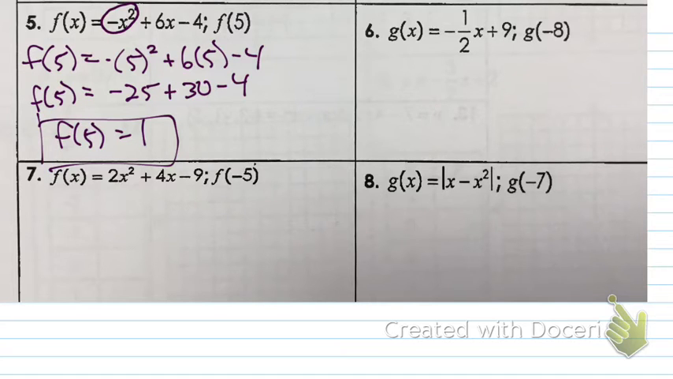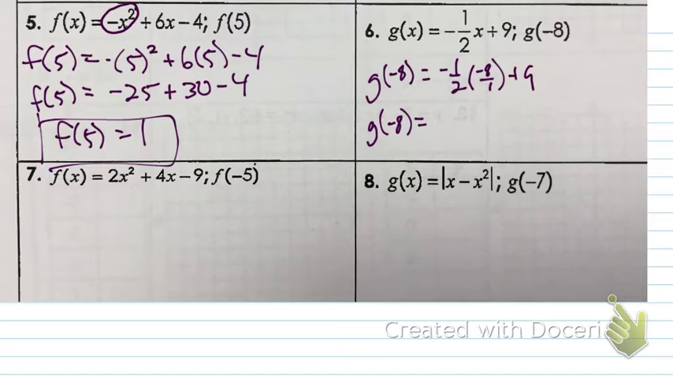All right, trial number 6. Let's have you guys do 6, 7, 8 all at once, and then we'll review. All right, for number 6, I'm looking at g of negative 8. So I'm going to substitute negative 8 in for x. So half of negative 8 is negative 4. Negative 4 plus 9 is 5.